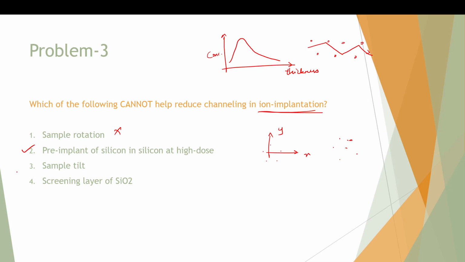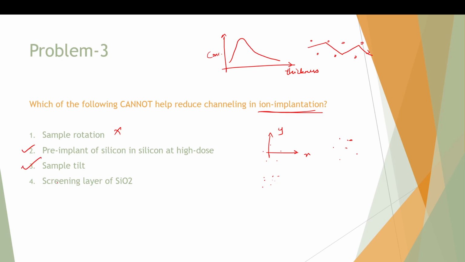Sample tilt. So this was also discussed in class. Sample tilt helps because now they won't be able to see the perfect channel like these 5 dots. They will be seeing some random arrangement of dots of silicon atoms based on the tilt. So higher the tilt, the lower will be the channeling.